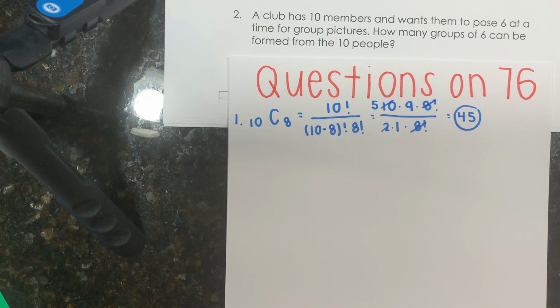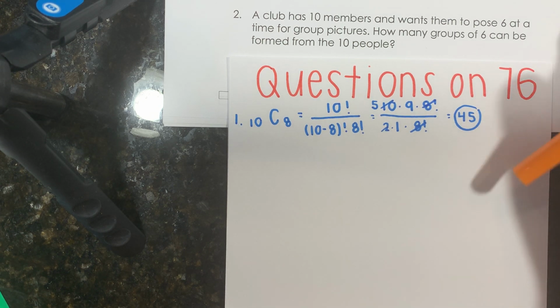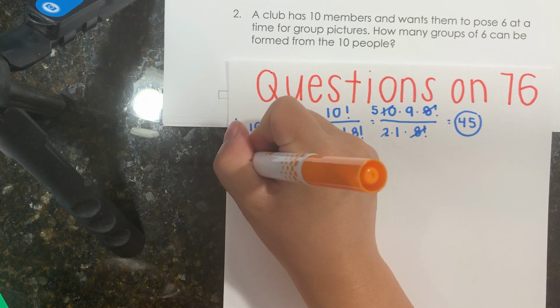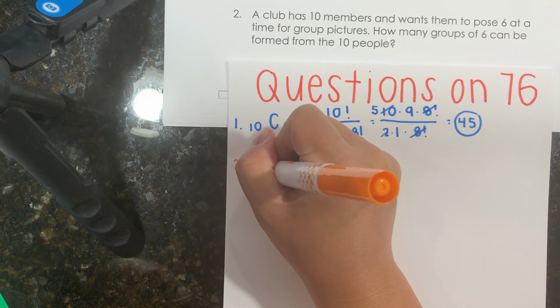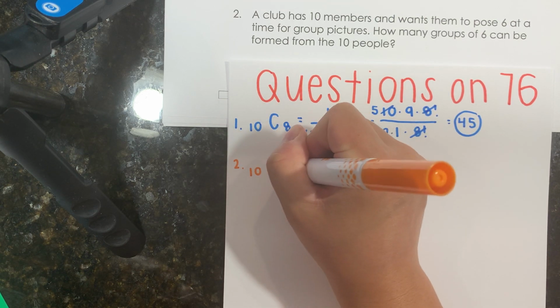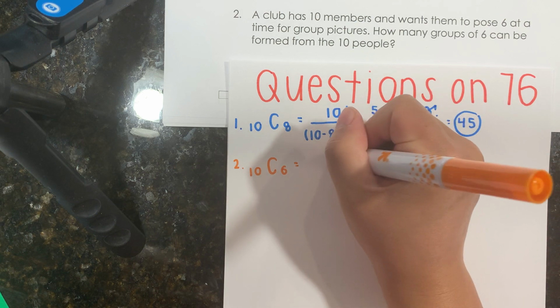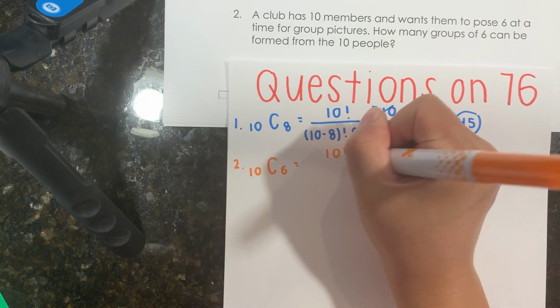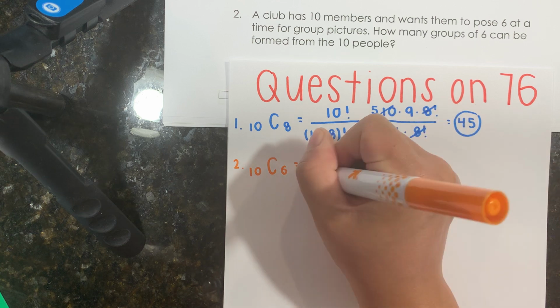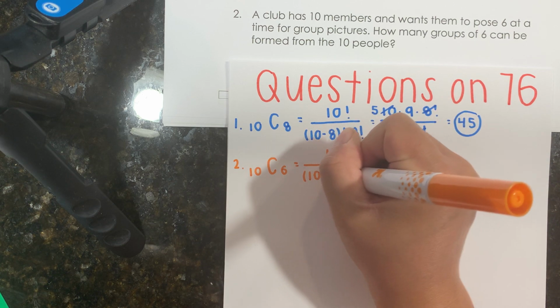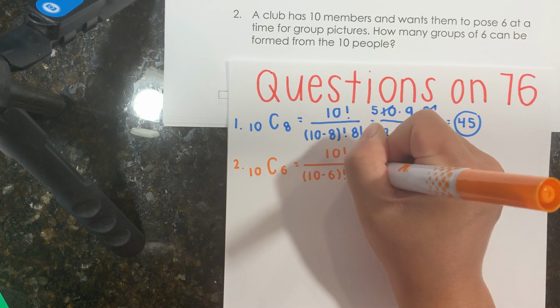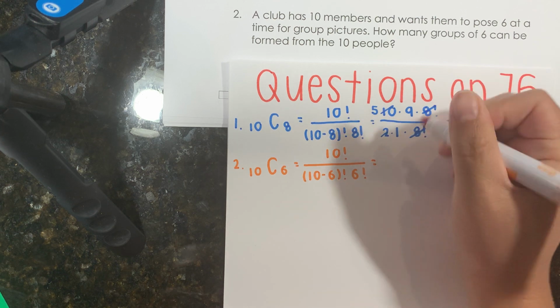Number 2, a club has 10 members and wants them to pose 6 at a time for a group picture. How many groups of 6 can be formed from the 10 people? So it's the same type of problem as the last one. We're going to have 10 people chosen 6 at a time. So that would be 10 factorial over 10 minus 6 factorial, and then 6 factorial.